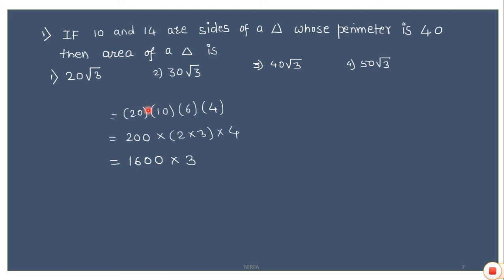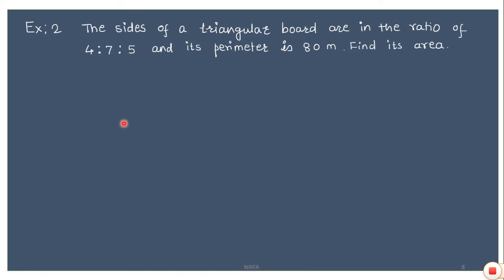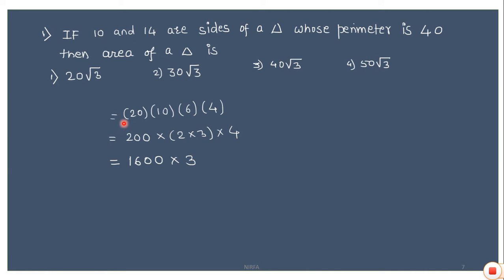Now maybe you are thinking that in the Heron's formula there is a square root. Why have I not written the square root here? Because for simplicity, now I am finding its square root. So square root of 1600 is 40, sorry, and square root of 3 is root 3. So that's why our answer is 40 root 3. So option 3 is the right answer.